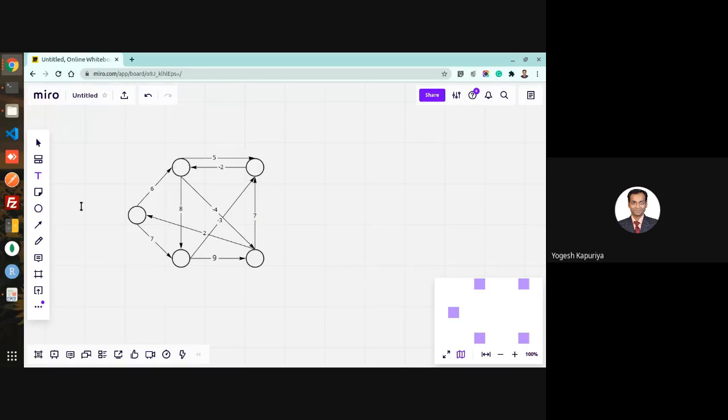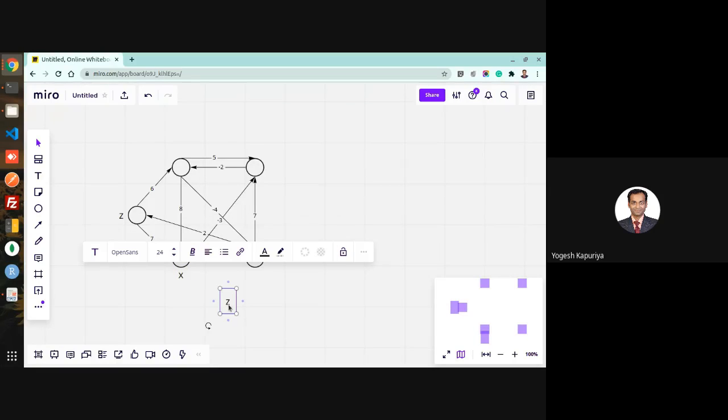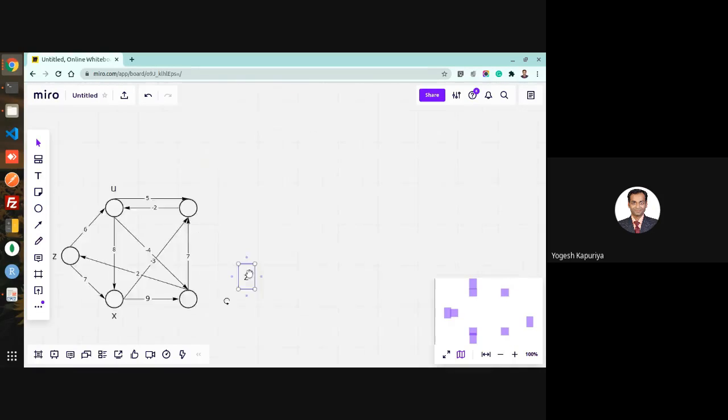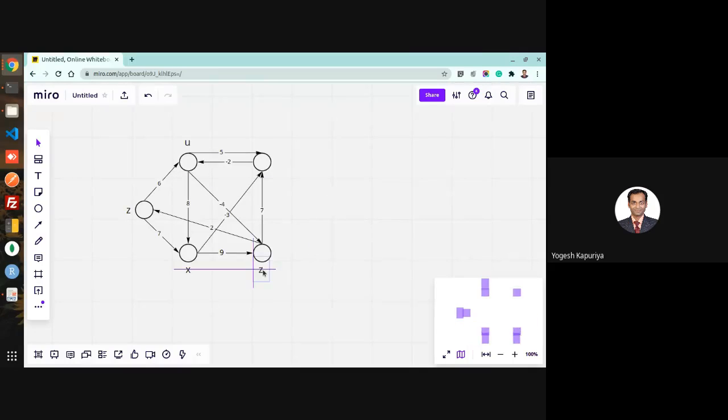Okay, so this is my graph. Let's label the vertices: Z, then X, then U, then y, and so we are at the source vertex.